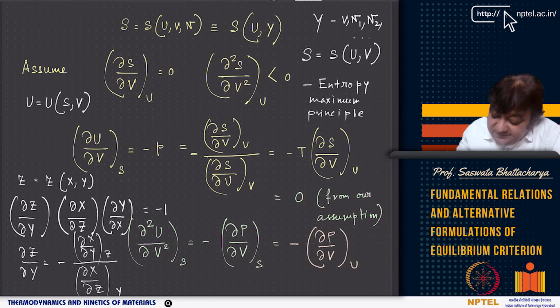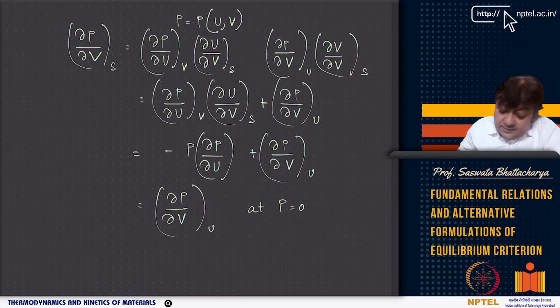Now, whether this extremum condition basically leads to an energy minimum principle, what we have to prove? We have to prove that ∂²U/∂V² for a given S is greater than 0, right? So this is what we want to do. Now, ∂²U/∂V² is nothing but minus of, if you see this, ∂U/∂V at S is minus P. So ∂²U/∂V² is nothing but minus ∂P/∂V at S, right? Now, this is going to be written as minus ∂P/∂V at U. How does this come, right? So think about it and try to derive it.